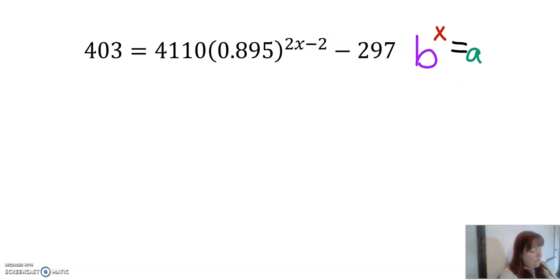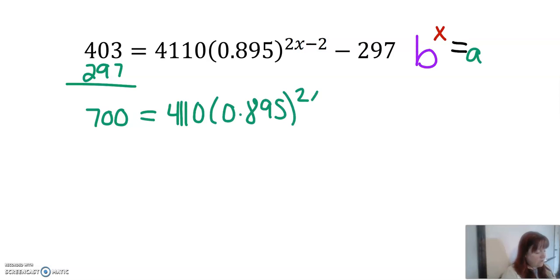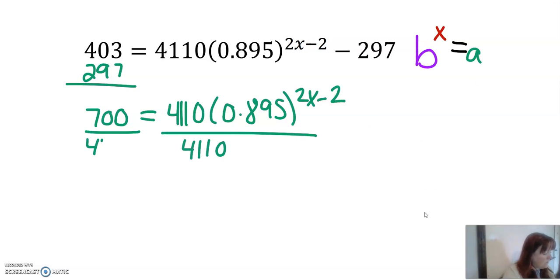So we have 403 plus 297. So that equals 700. And then we have over on this side 4110. Oh, I missed a 1. 0.895 to the 2x minus 2. So again, we need to get it into this form, and we're not quite there yet. So let's divide both sides by 4110, sorry, 4110.